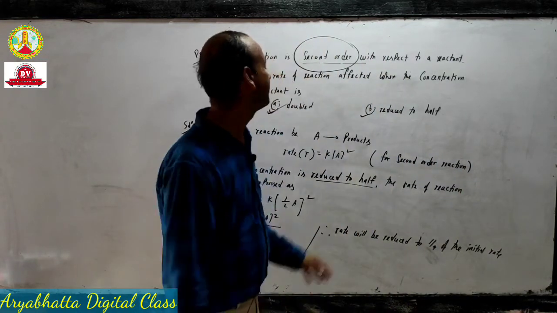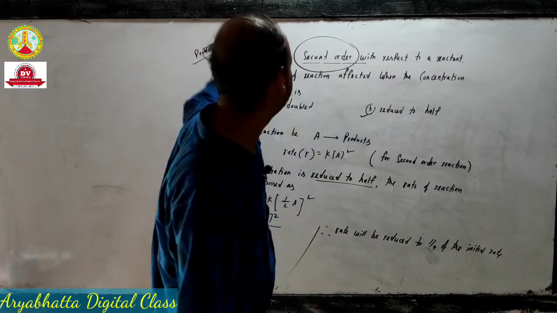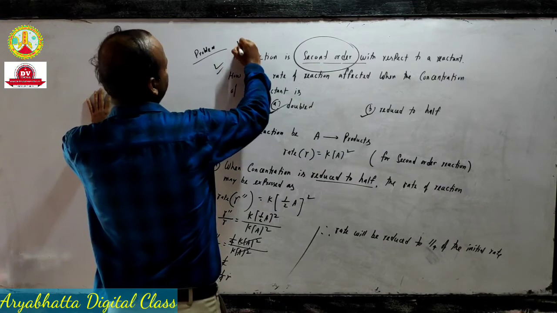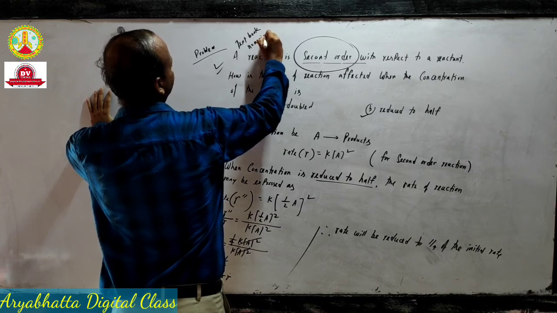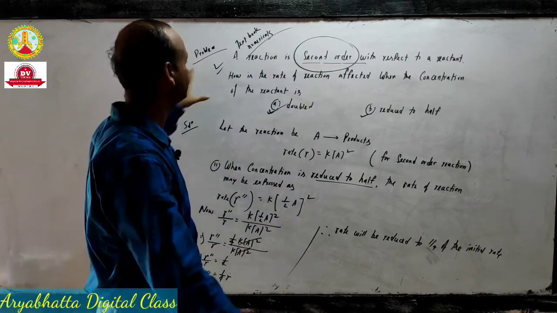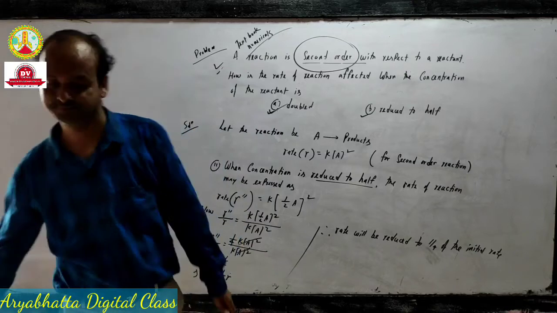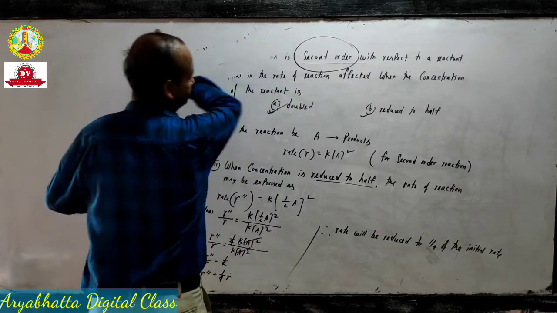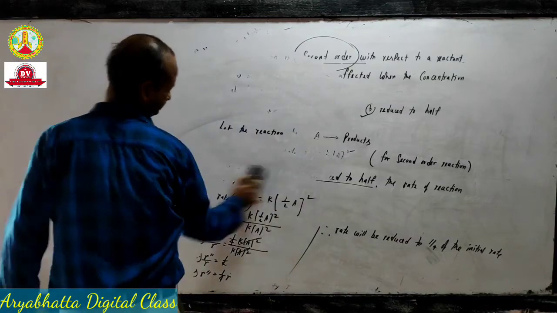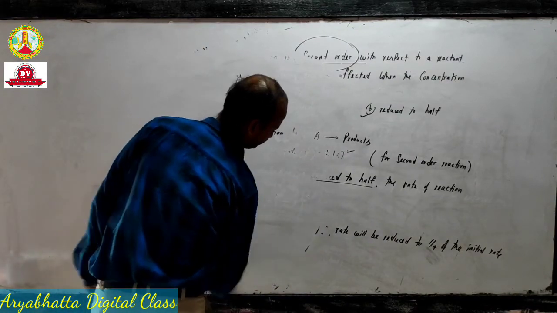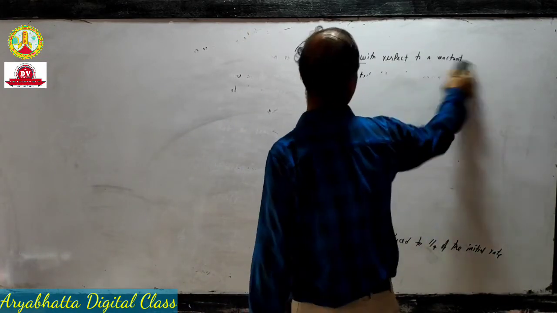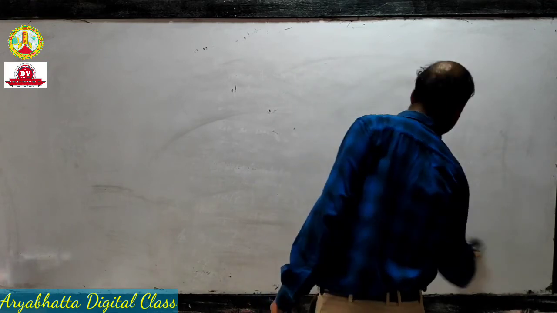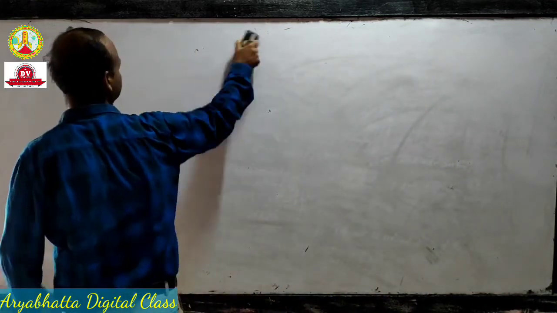Okay. Now let's see. I'm going to do another numerical. This numerical is available in your textbook. Textbook numerical. Okay. Now I'm going to do another numerical. और एक दूसरा numerical हम करके दिखाता है. Next numerical देखो.